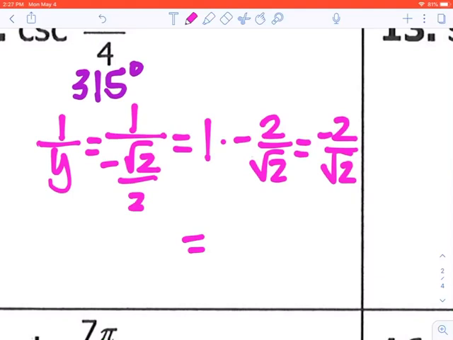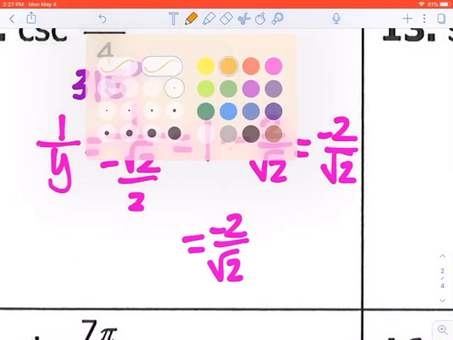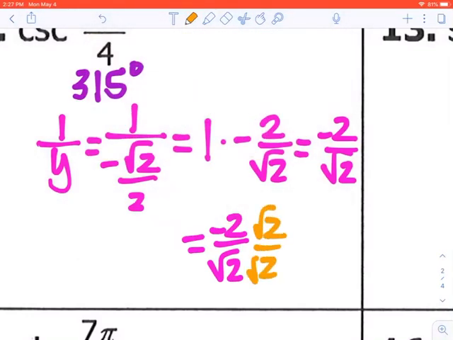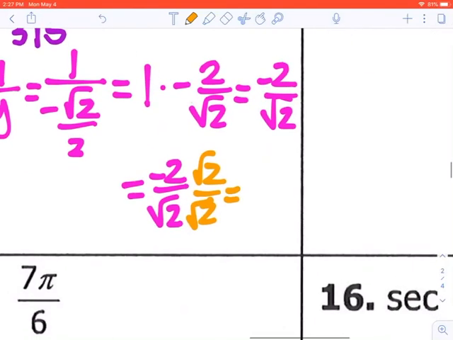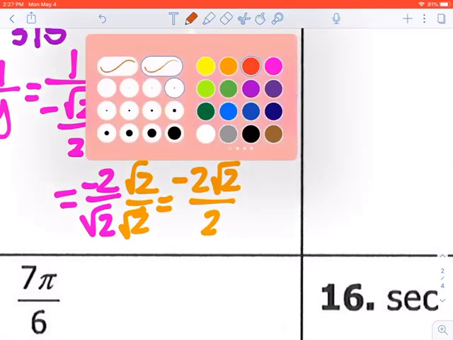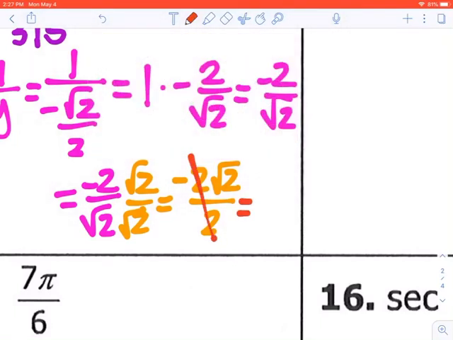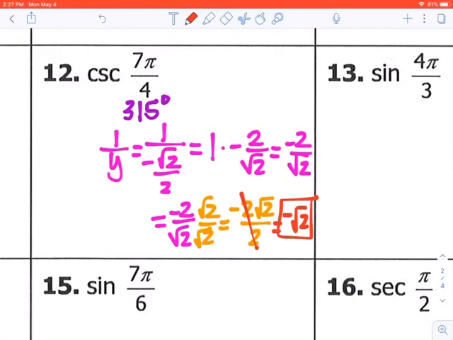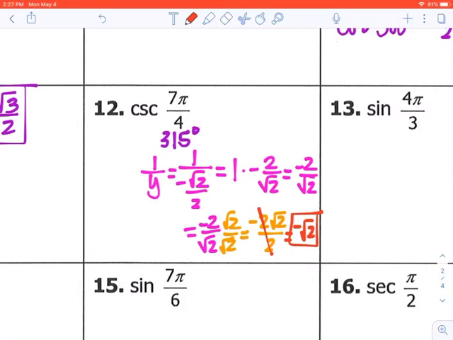But if I rationalize this, taking negative 2 over root 2, you can multiply by square root of 2 over square root of 2. I'm running out of room here, let me move it. Okay. That's going to be negative 2 root 2 over 2. And then for my final answer, I cross those negative 2 over 2 out, and I get negative root 2 left over. So cosecant 7 pi over 4 is going to be negative root 2.